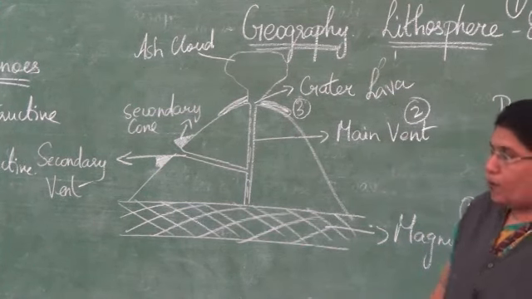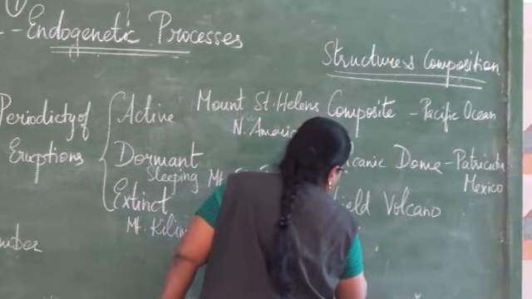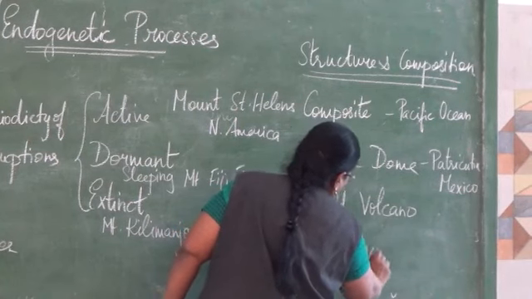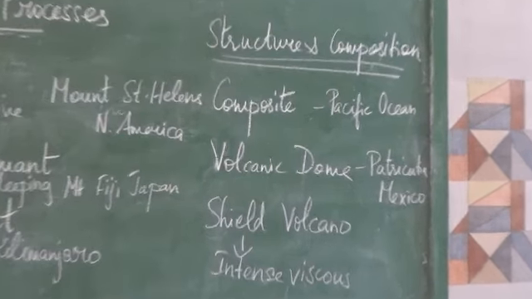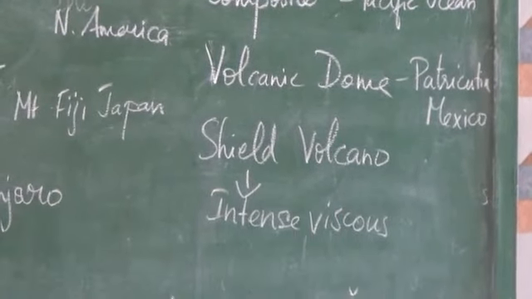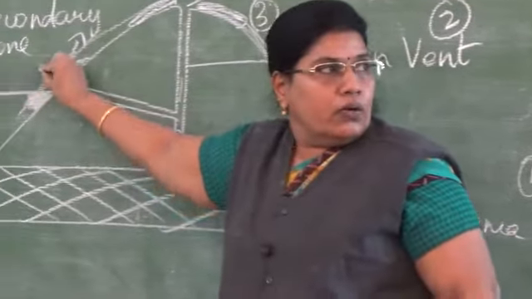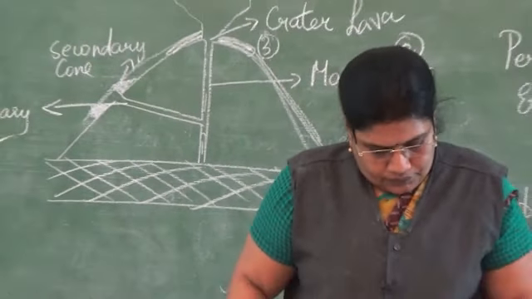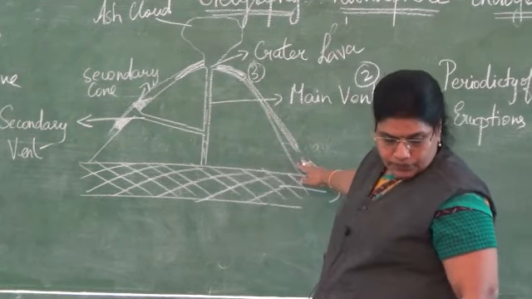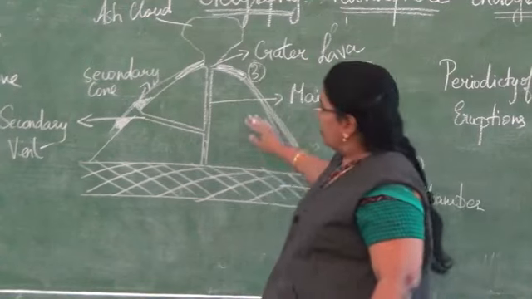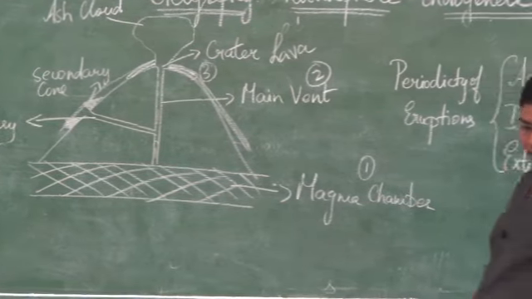Shield volcanoes are formed by less viscous lava. Because of its fluidity, it gently flows along the slopes of the volcano. All the lava flows through the vent and creates a shield outside the volcano, so it is called a shield volcano.